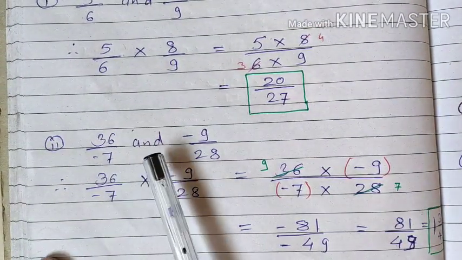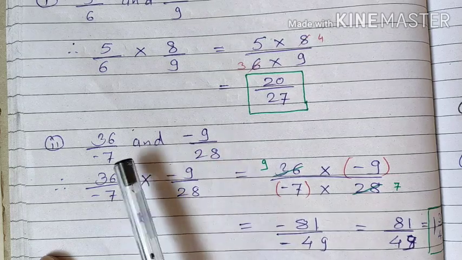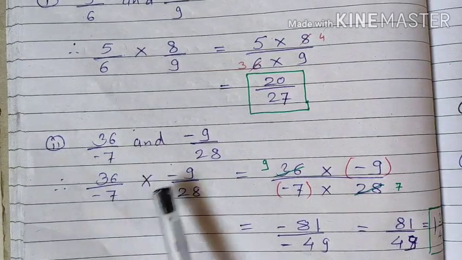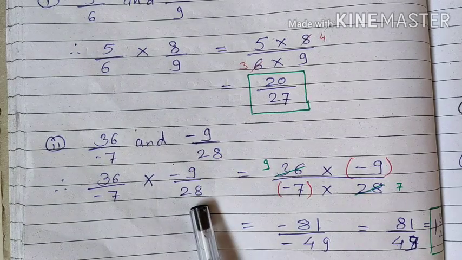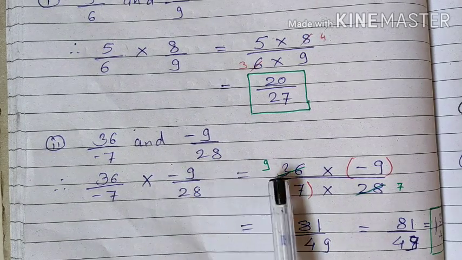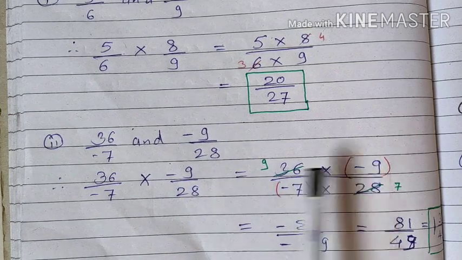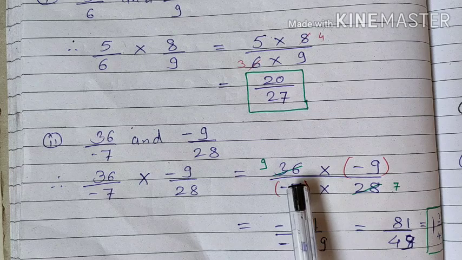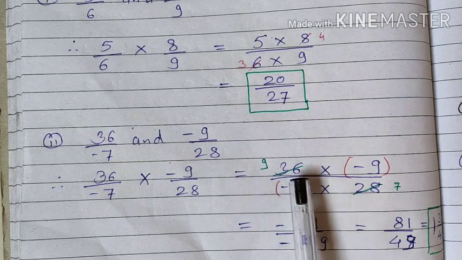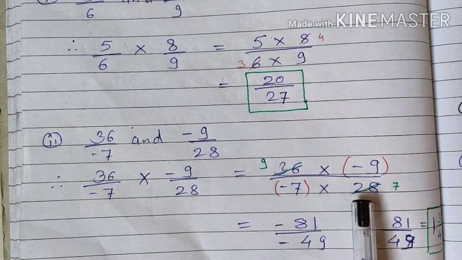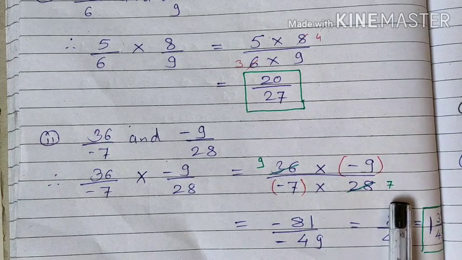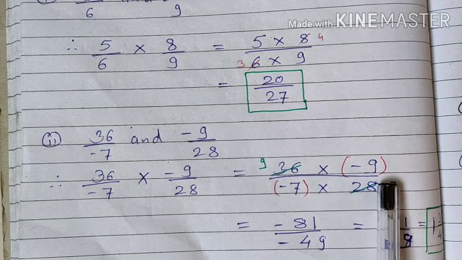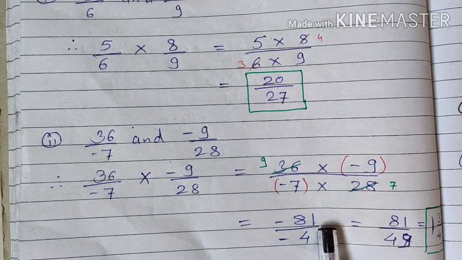Next thing is there: 36 upon minus 7 and minus 9 upon 28. We want to find the multiplication of this, the product of these two. First number multiplied by second number, right? Then numerator multiplied by numerator, denominator multiplied by denominator. Okay. 4 nines are 36 and 4 sevens are 28. So we simplified it. Then 9 multiplied by minus 9, so it is minus 81.